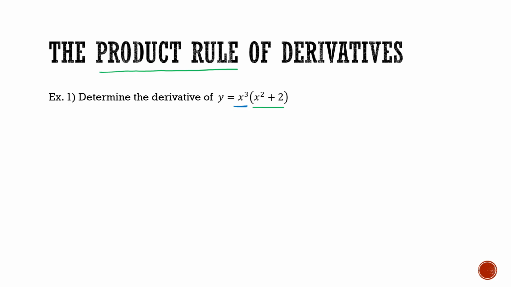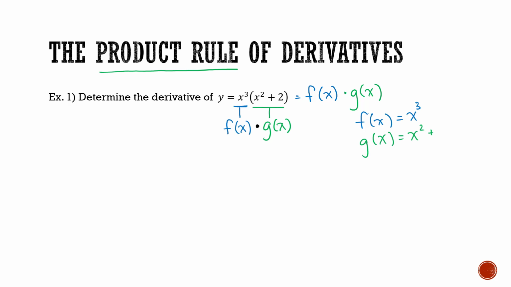So the reason this is perfect for the product rule is because what I'm looking at here is the product of two expressions where I might consider x cubed to be f of x, and I might consider x squared plus 2 to be g of x. And what I'm examining here is the product of those two expressions. I could in fact rewrite this expression as f of x times g of x, where f of x is equal to x cubed and g of x is equal to x squared plus 2.